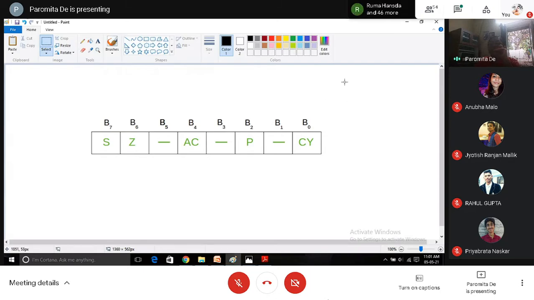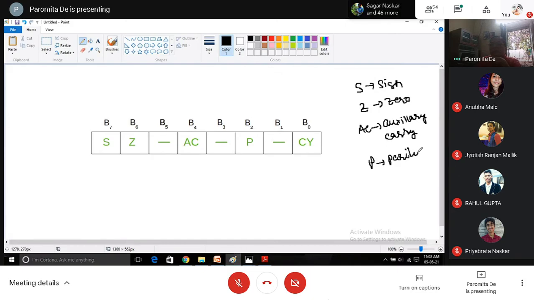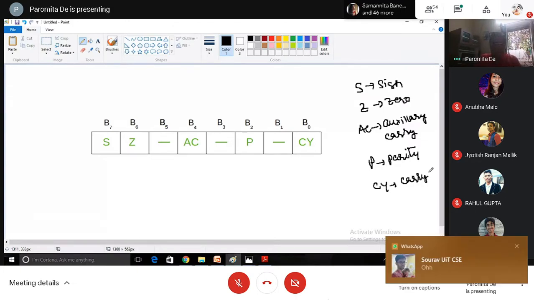S is sign, Z is zero, AC is auxiliary carry, P is parity, and CY is carry. So these are the conditions for which it will check. Let me check the conditions of these registers.